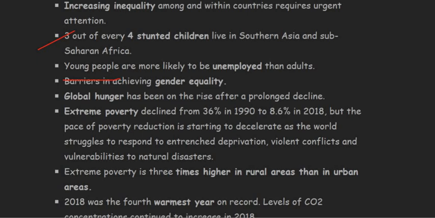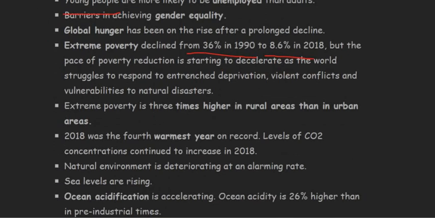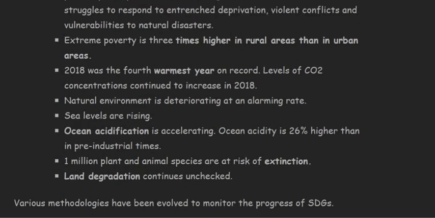Extreme poverty declined from 36% in 1990 to 8.6% in 2018, but the pace of poverty reduction is starting to decelerate as the world struggles to respond to entrenched deprivation, violent conflicts, and vulnerabilities to natural disasters. Extreme poverty is 3 times higher in rural areas than in urban areas. 2018 was the 4th warmest year on record. Levels of CO2 concentrations continued to increase in 2018.